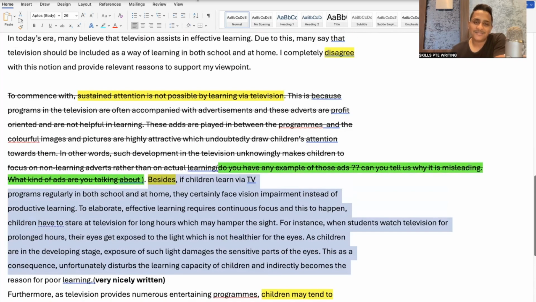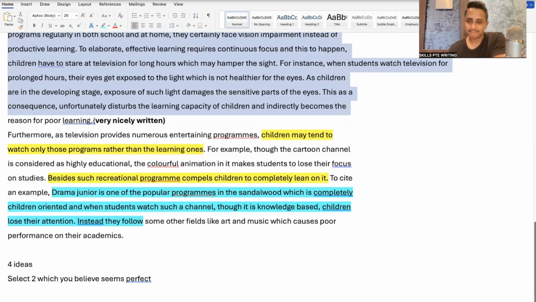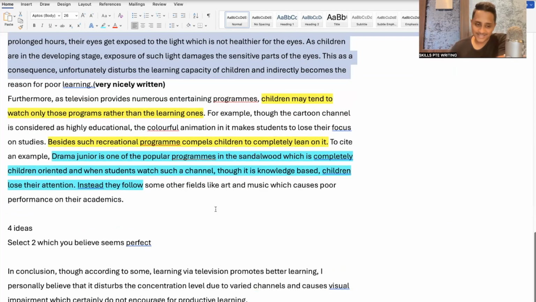Any other doubts you have, let me know. Why not this? Why not that? Any other doubts? Let's also read the conclusion.